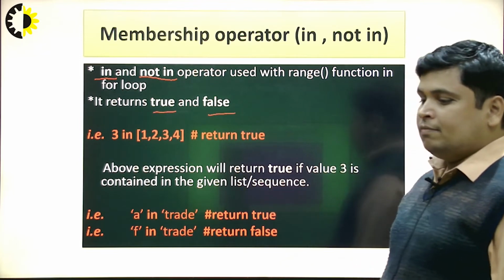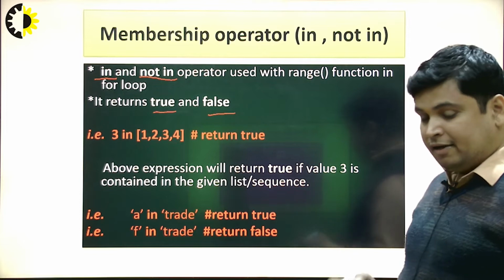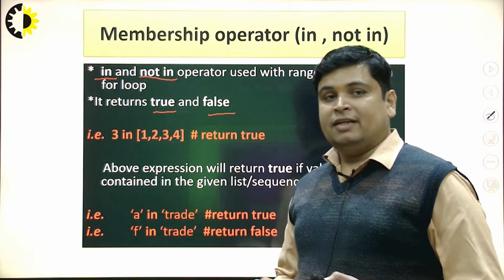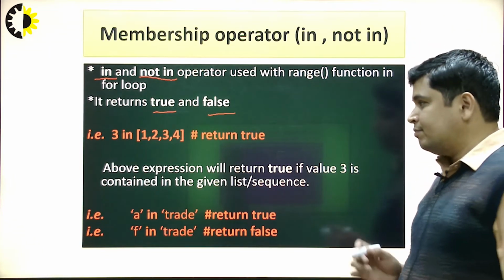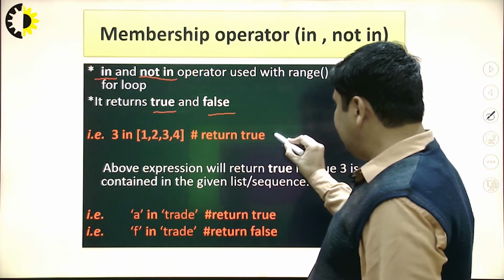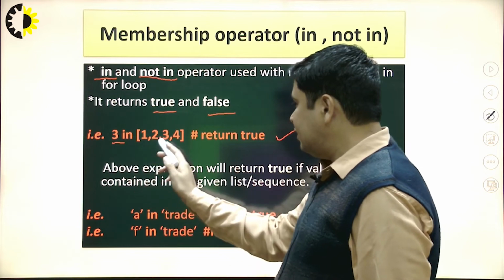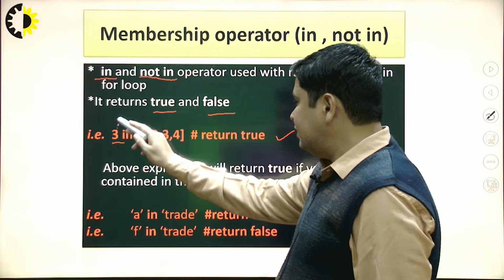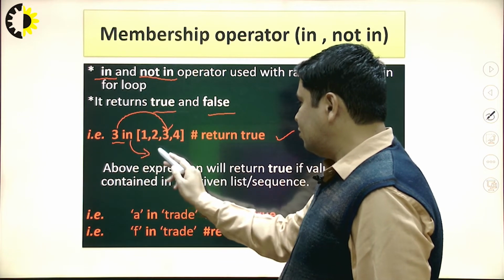If the particular data, the particular character, or the particular item is available inside the sequence, then this operator returns true, otherwise it returns false. You will see through this example: I am going to find out whether 3 is in the sequence 1, 2, 3, 4. So whether 3 is available inside the sequence, yes, this operator returns true.